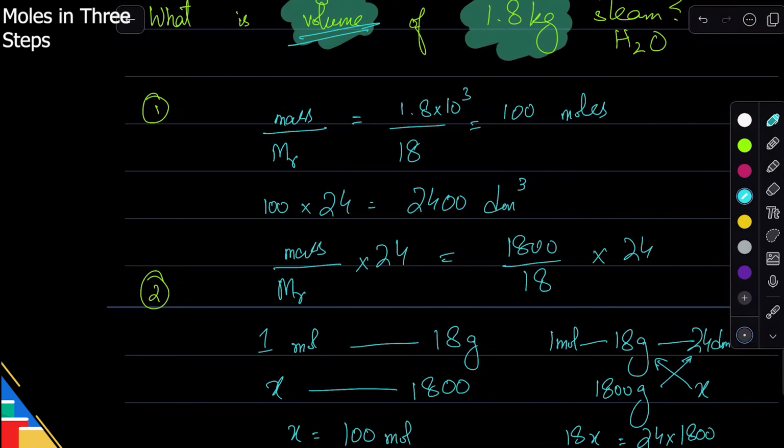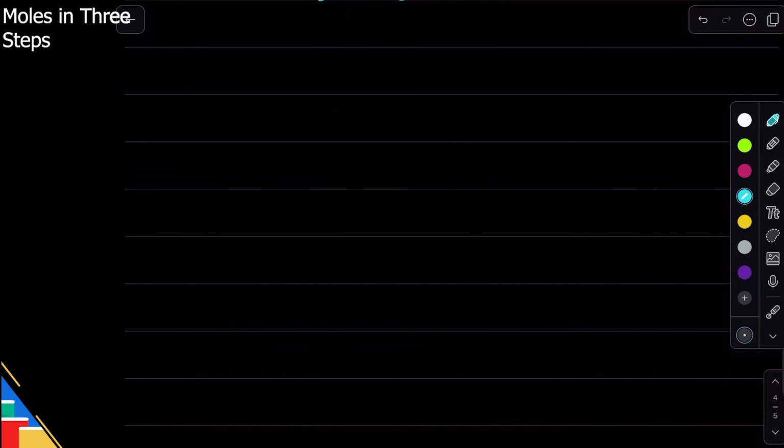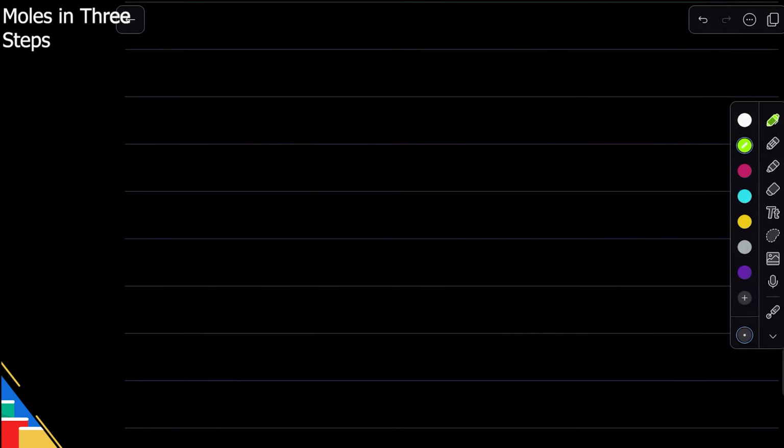Let's see if any of these methods work for another question. That was a very easy problem. Let's try another way. Let's say I have 7.2 kg nitrogen. I want to find out its volume.